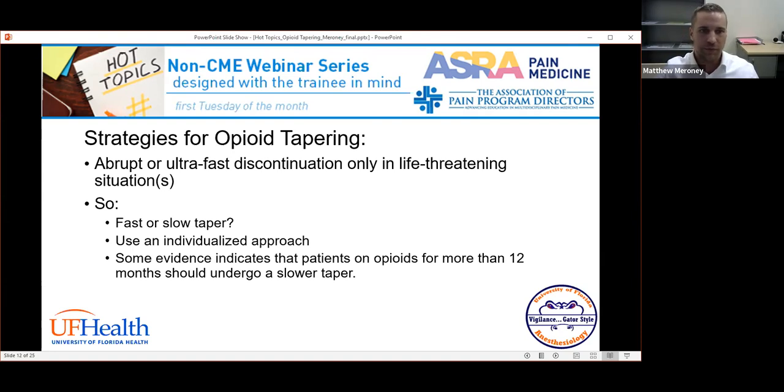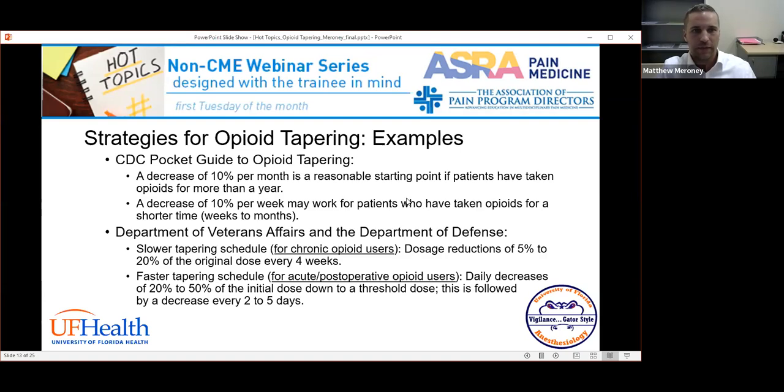So the big question is: do you go fast or slow? It's really going to be individualized. If someone's been on opioids for over a year, it's likely going to require a slow taper. The CDC does give some basic thought process on this. A decrease of 10% per month is a good place to consider.